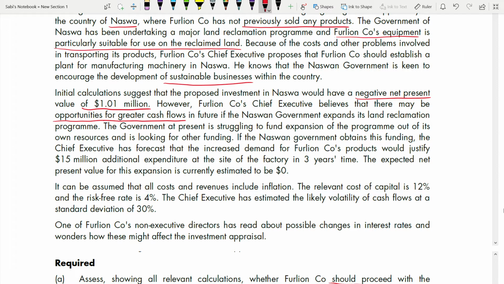The government at present is struggling to fund expansion of the program out of its own resource and is looking for other funding. If Naswan government obtains this funding, the chief executive has focused on the increased demand for Furlion's products which justify 15 million additional expenditure at the site of factory in 3 years' time. Because they are saying that there will be increased demand in the future, because of that additional expenditure 15 million is justified for 3 years' time. The expected net present value for this expansion is currently estimated to be zero.